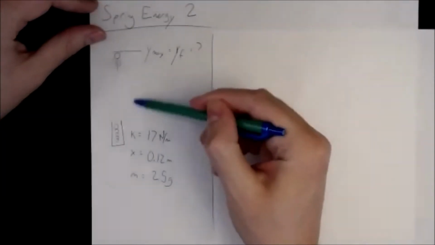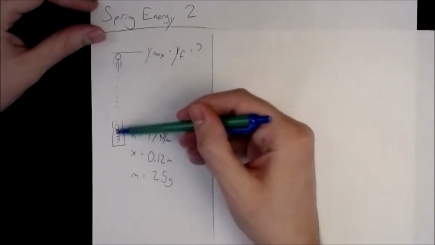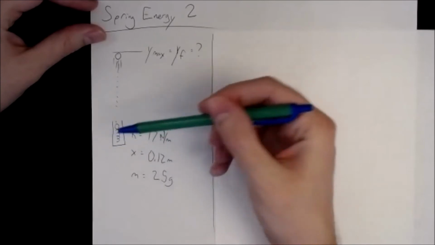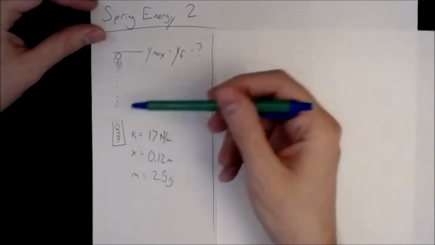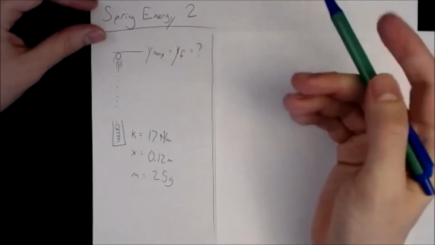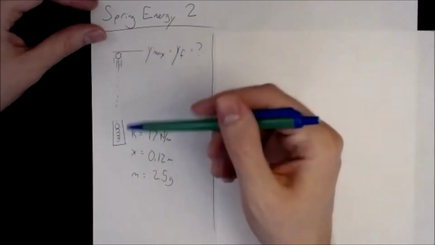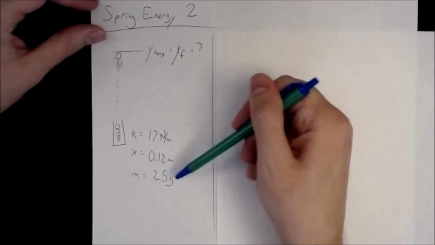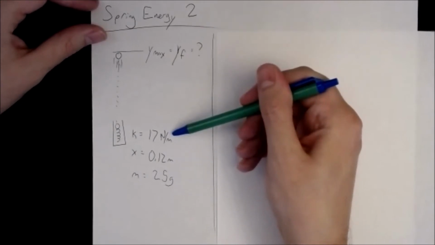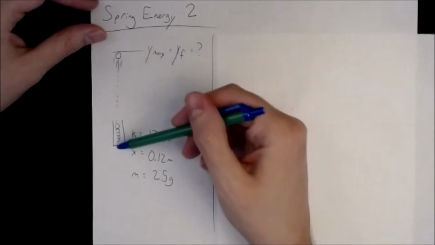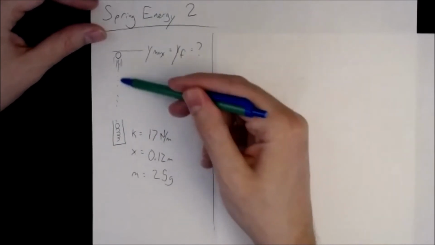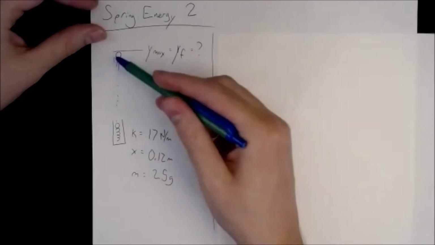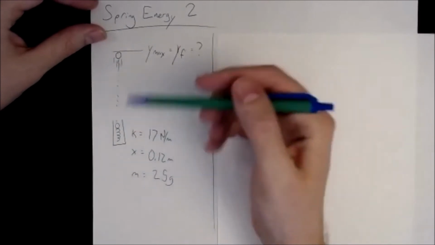So I've drawn it out here. We've got our launcher device with the spring. These devices are very, very common in physics labs, so you may have seen them before. And it's compressed 12 centimeters or 0.12 meters. The ball has a mass of 25 grams. The spring constant is 17 newtons per meter. And then we launch it and we measure how high up it goes before it stops and crashes back down.